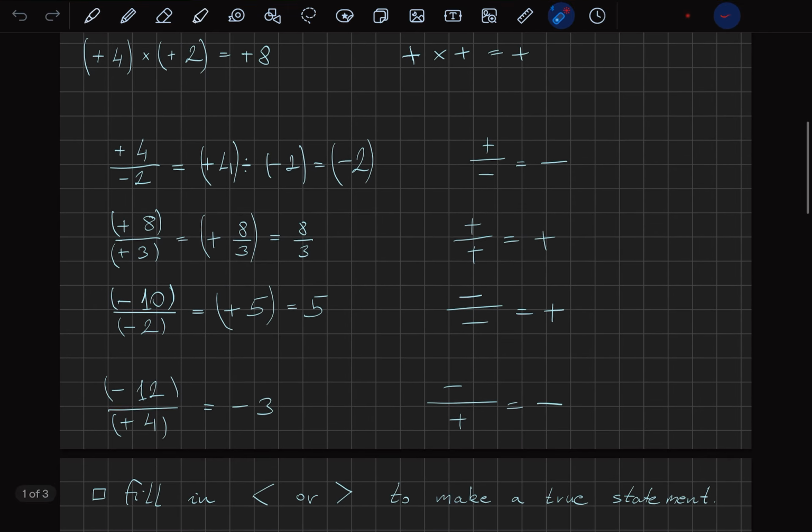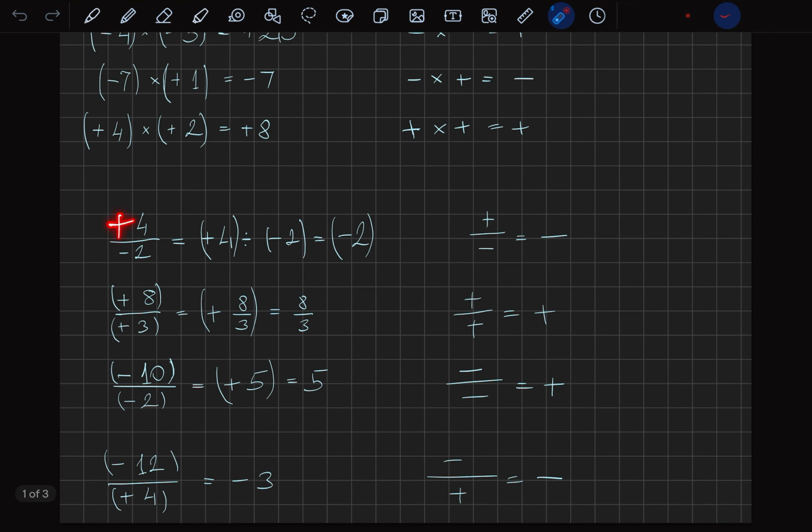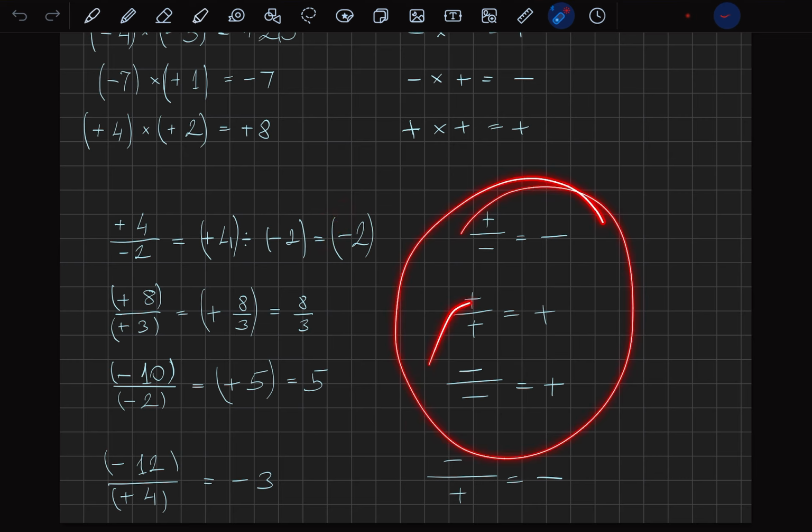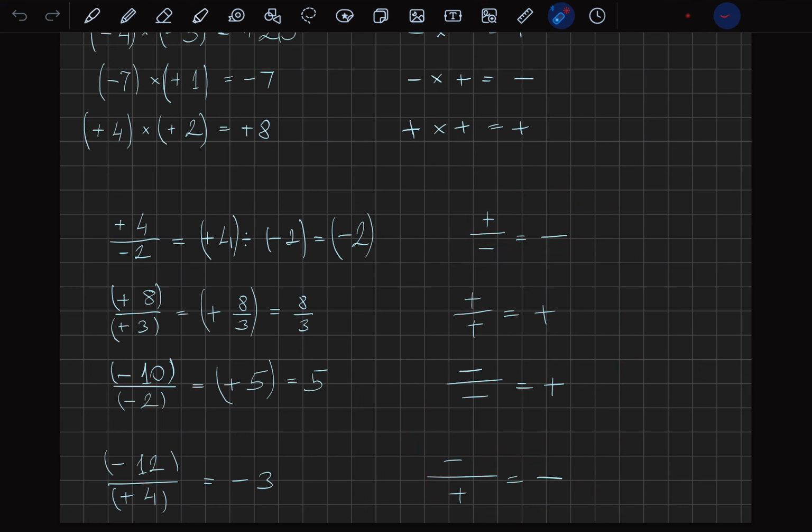Same with the division or fractions. Plus 4 divided by minus 2, you can write like this, it's minus 2. If you don't write the brackets here, it's perfect. I prefer to use the fraction line as a division sign, because later this will be really important. You will see when you solve equations and inequations with fractions, where you can find the unknown on the top and the bottom, so the numerator and the denominator, it will be a really big help.